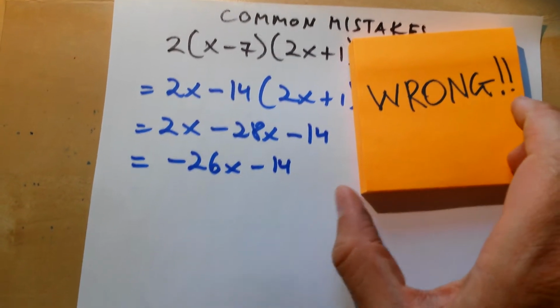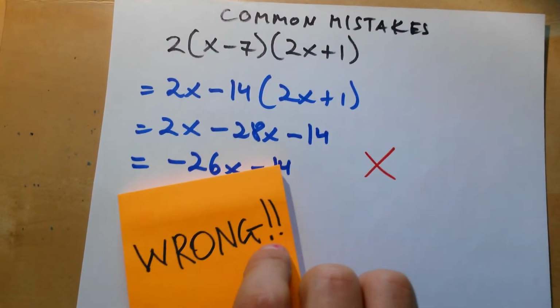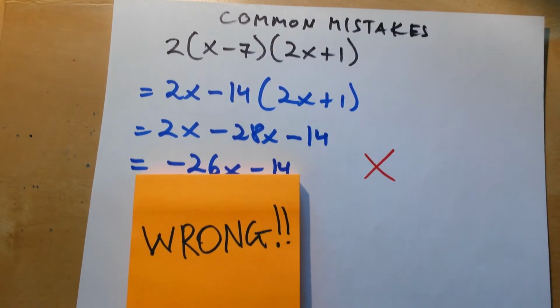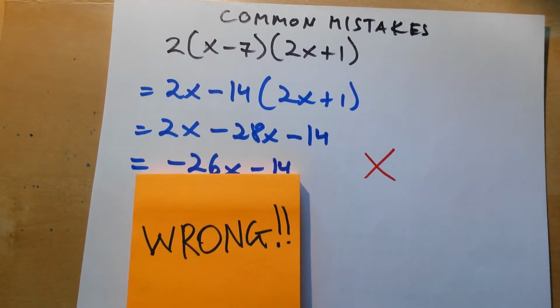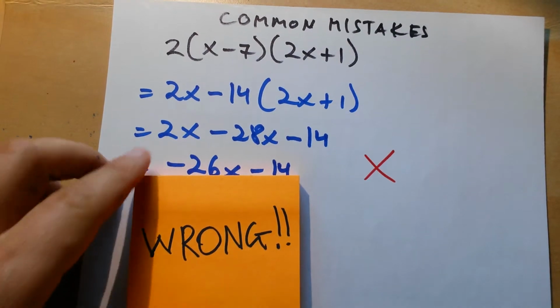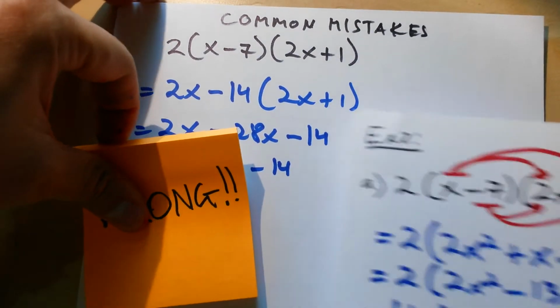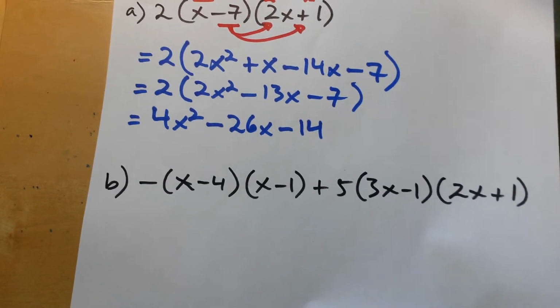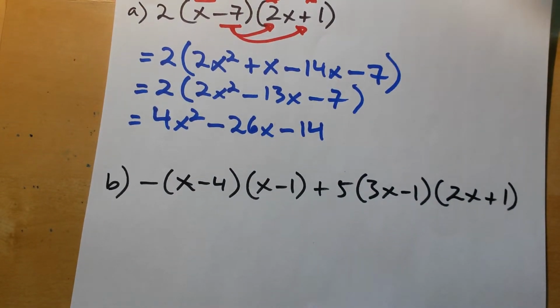Wrong, alright? Make sure you don't make this mistake. This is wrong. Alright, let's look at some other examples. And then after the first example that we've completed, which was this one, the right way, of course, we completed it the right way. You have example B there, right?